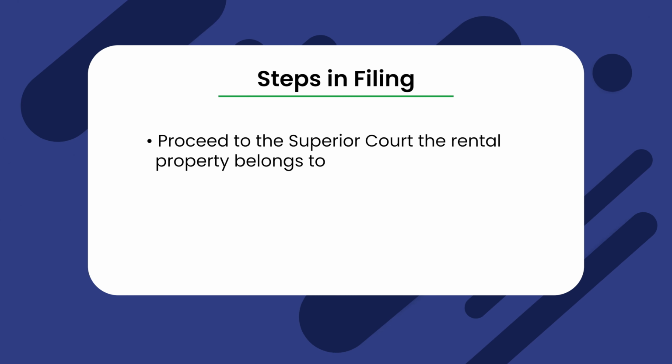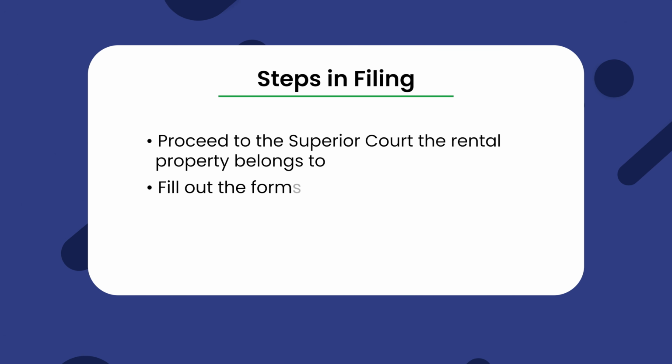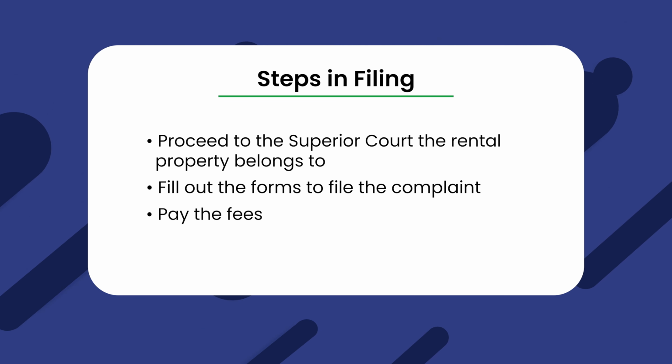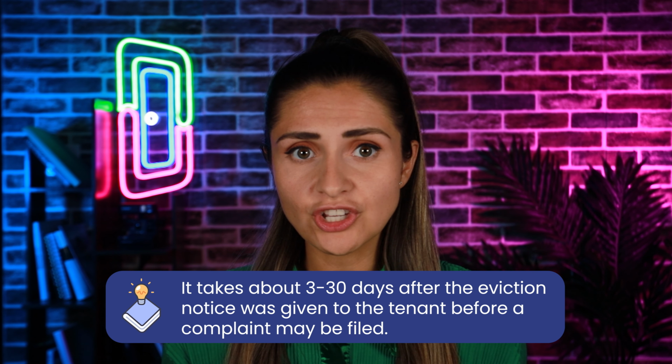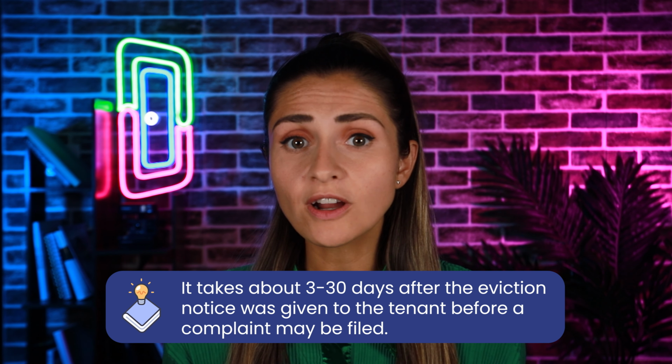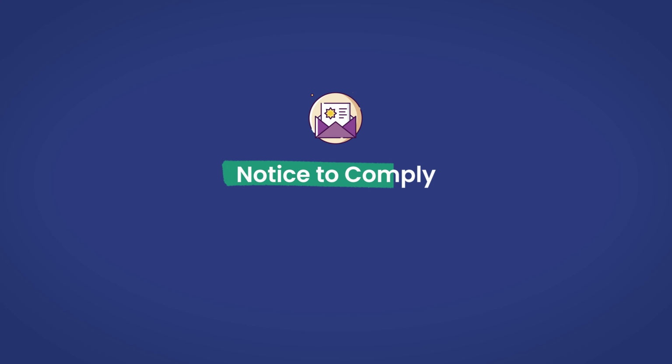Proceed to the circuit court the rental property belongs to. Fill out the forms to file the complaint and pay the fees. Timeline: it takes about 3 to 30 days after the eviction notice was given to the tenant before a complaint may be filed.